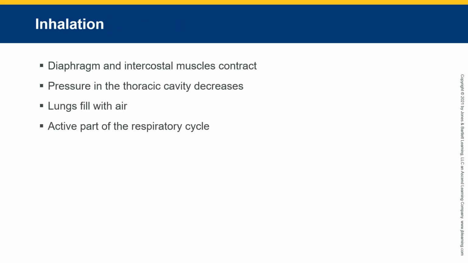Your diaphragm and intercostal muscles contract. Pressure in the thoracic cavity decreases, and your lungs fill with air. So pressure goes down, air goes up. Testing material: inhalation is an active part of the respiratory cycle.